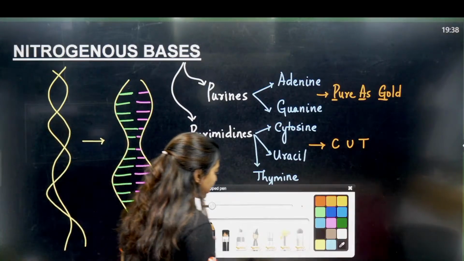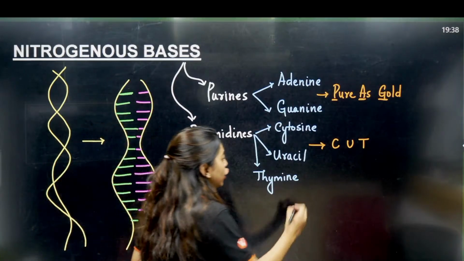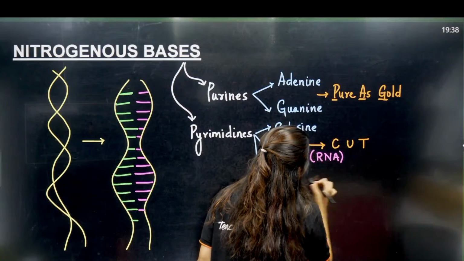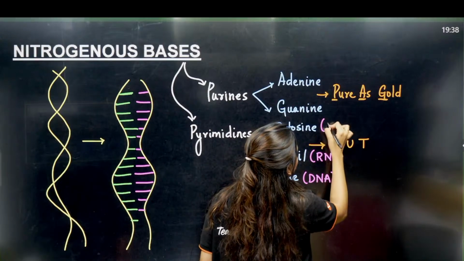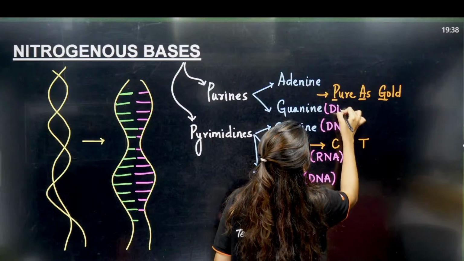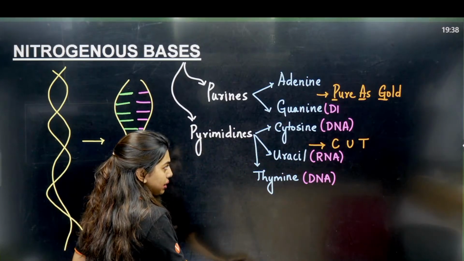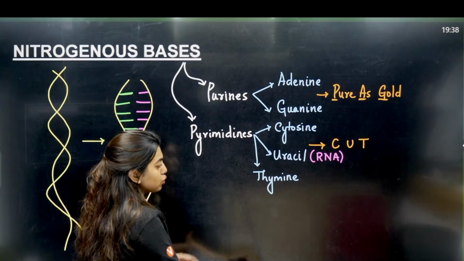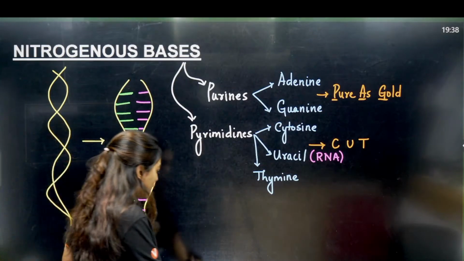Now the catchy thing about this is, ma'am, how can one have three, one have two? Here, uracil is only present in RNA and thymine is only present in DNA. This is also present in DNA. This is also present in DNA. So what I am trying to say is, instead of thymine, uracil is going to be present in RNA. That is the reason why we have three of them. Clear to all of you?